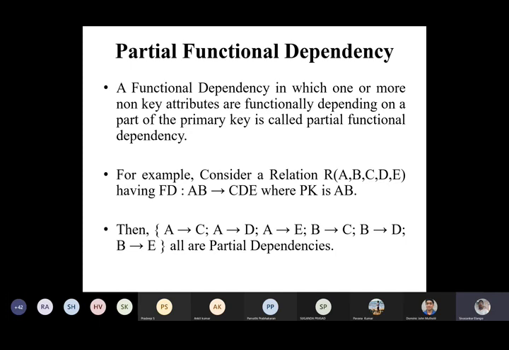Then it means that there exists some partial dependency between the attributes in a relation, right? So there exists some partial dependency between the non-prime attribute, the student name, and the prime attribute Aadhaar ID in the relation. We say that it's going to be partial functional dependency.